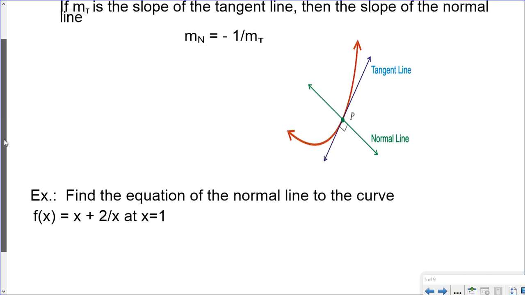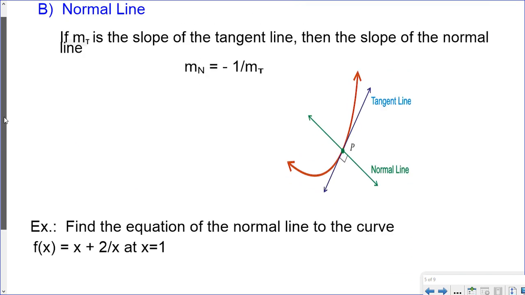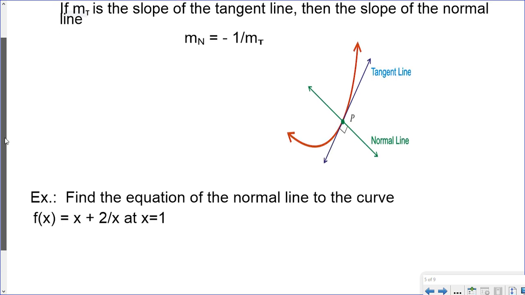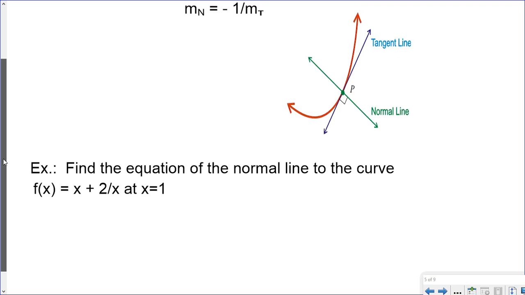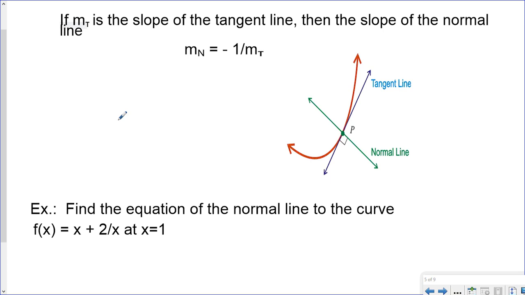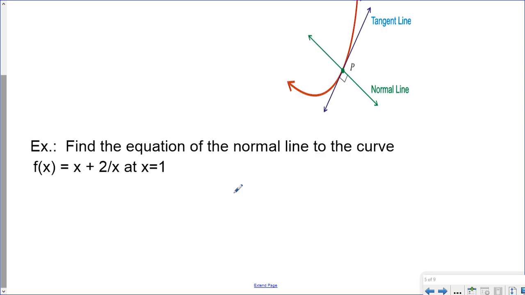Normals, okay. We've talked about normals in the past, and what we have to do in this case is just flip the equation of my tangent line around and get a different equation. This time we're not finding an equation of a tangent line. We're finding an equation of a normal line, and again, that's just that negative reciprocal thing. So let's do it the same way.